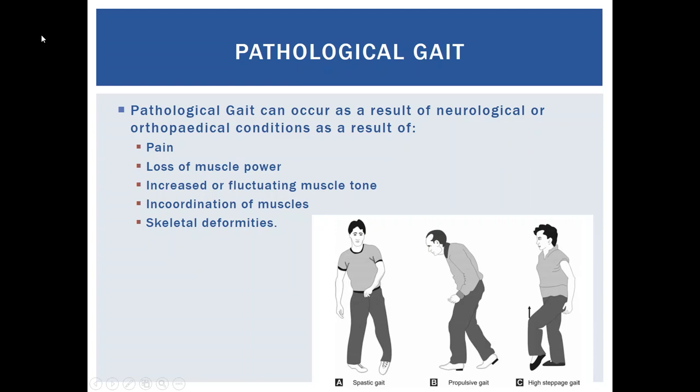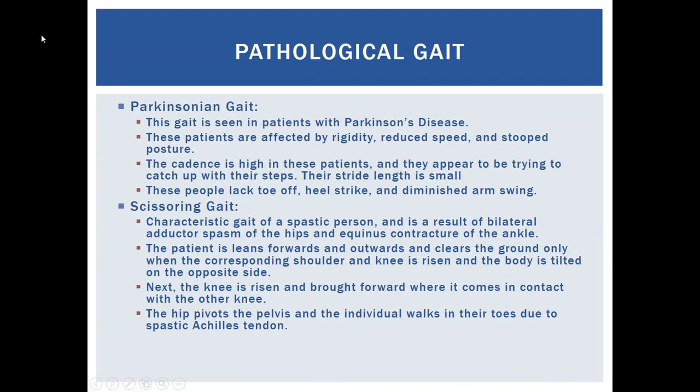So let us discuss more pathological gait. Mainly you have Parkinsonian gait, where, like the name suggests, it is seen in people with Parkinson's disease. These patients are affected by rigidity, reduced speed, and stooped posture. The cadence, that is the number of steps per minute, is high in these patients, and they appear as if they're trying to catch up their steps.